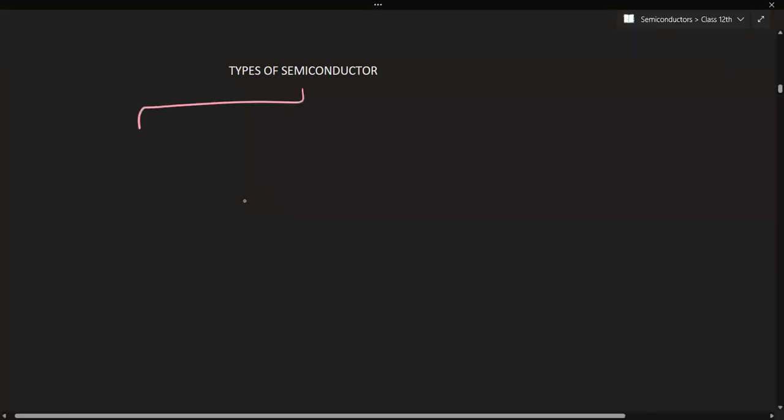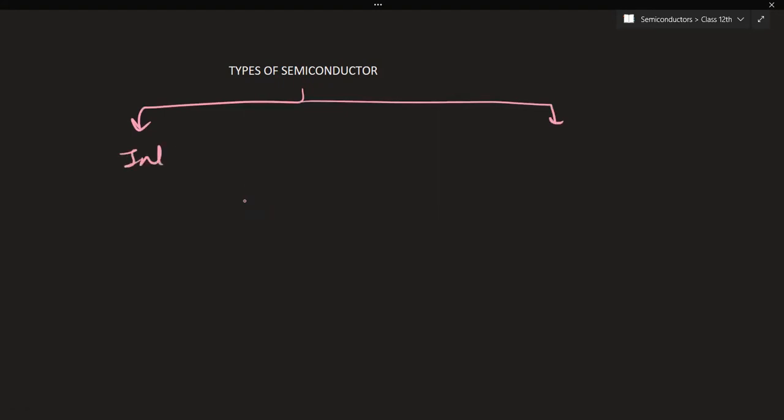Now see, class, types of semiconductors. Mainly you have two types: intrinsic semiconductors and extrinsic semiconductors. Pure semiconductors that have only a single atom, the main parent element, are known as intrinsic semiconductors. No other element is added. They do not have any impurity, or the impurity is very, very little.